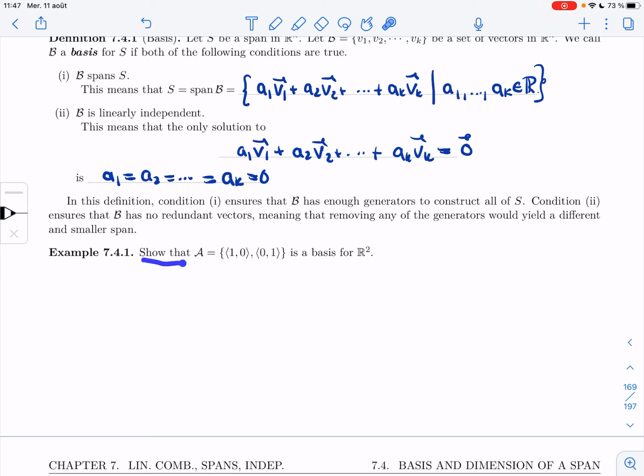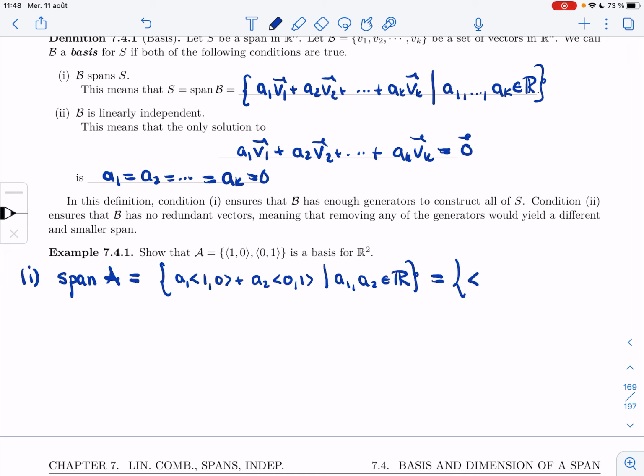So I'm going to look at this set A, so (1, 0) and (0, 1). I want to prove that this is a basis for R2. All right, so I need to show the two conditions. I need to first show that the span of A is R2. If I try to find what the span of A is, I'm going to be looking at linear combinations: a1 times (1, 0) plus a2 times (0, 1), with a1, a2 in R. And if I actually add it up, I'm going to get (a1, a2), with a1, a2 in R. That's exactly R2.